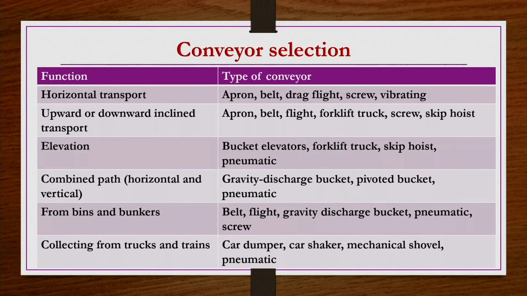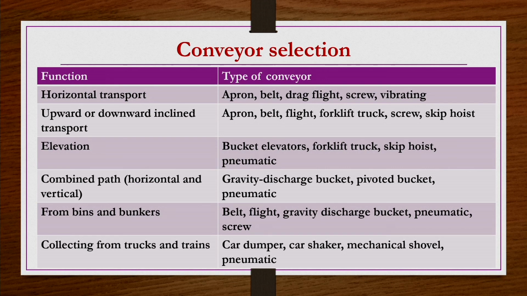Now, how to choose? What should be the criteria for selection of a given solid conveying system? That depends on several factors, but based on the orientation or the function of the conveying, we can make a proper selection, as we can see in the table. If you need horizontal transport, then you can go for apron, belt, drag flight, screw and vibrating conveyors. If you want upward or downward inclined transport, then apron, belt, flight, forklift truck, screw and skip hoist conveyors are more suitable.